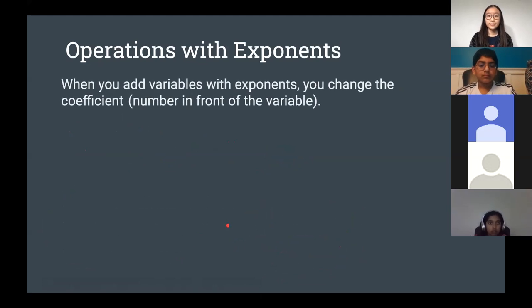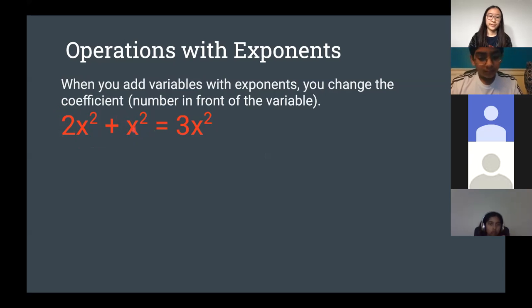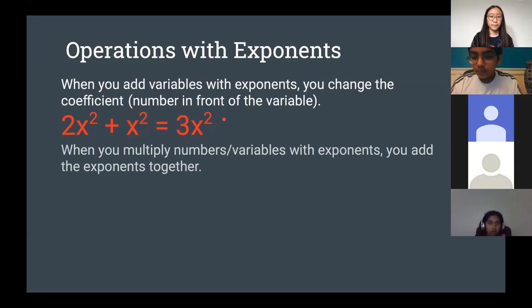If you're adding variables with exponents, you have to change the coefficient, which is the number in front of the variable. As you can see here, we have 2x squared plus x squared. And the coefficient is this number here. This number also has a coefficient of 1, but we don't need to write that. And so you add 2 plus 1 equals 3x squared.